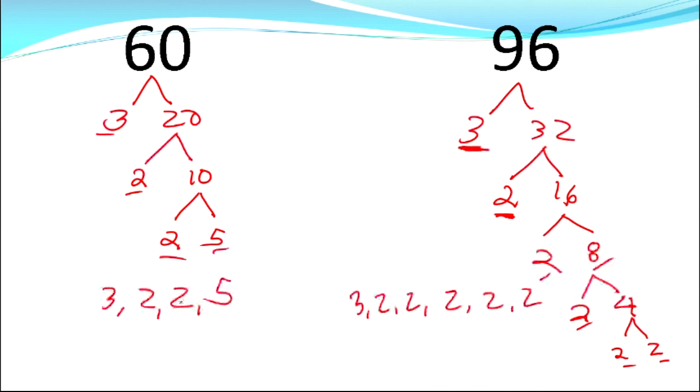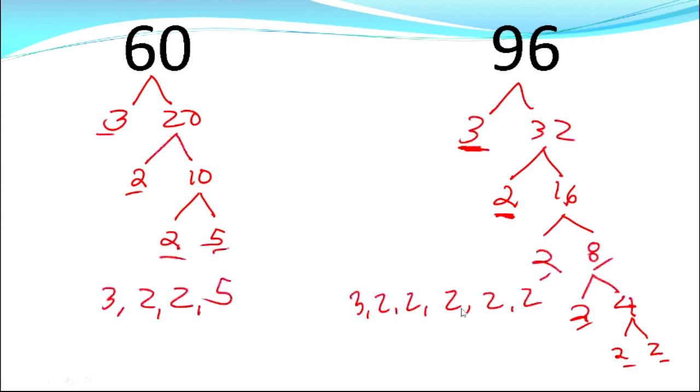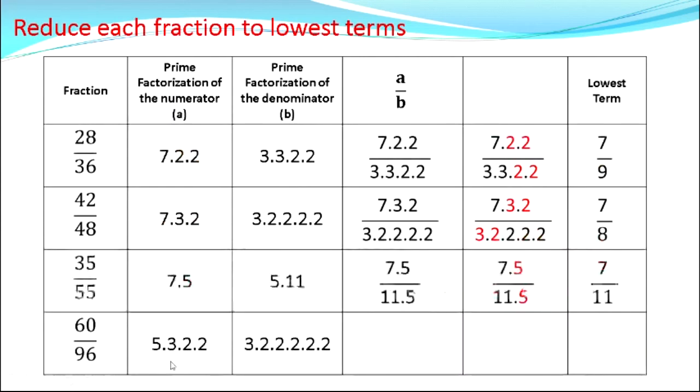And then, we have 3 times 2 times 2 times 5. So, ilalagay natin to dito sa kasunod na table. Ayan na siya, 5, 3 times 2 times 2. At ito naman yung maraming 2. Tingnan nga natin, ilan ba yung 2 dito? 5. So, 5 rin yung 2 niya. So, tama siya. Inarrange ko lang, yung medyo mas malaking number na sa unahan. So, yung 5 times 3 times 2 times 2, that is actually 60. Ito naman, 3 times 2 times 2 times 2 times 2 times 2, that is equal to 96. Lahat na sila prime numbers. So, yun yung mga prime factors niya.